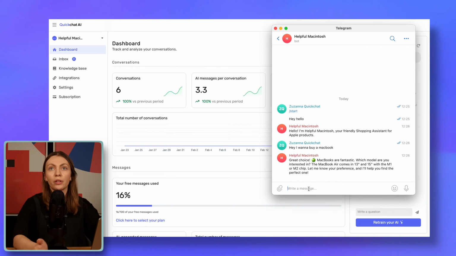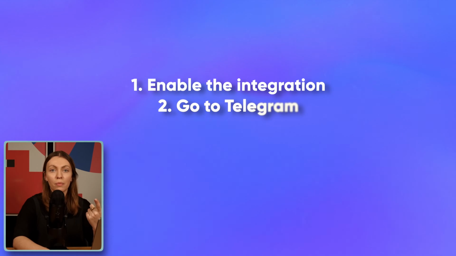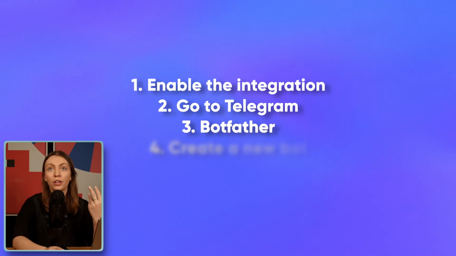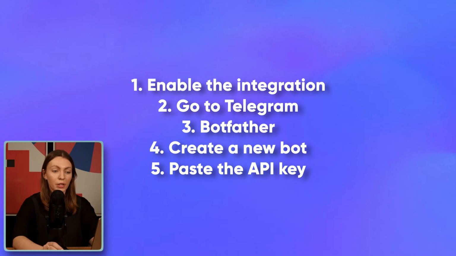So let's just very quickly recap. What you do is you enable the integration, you go to Telegram, it's assuming that you've already set up an account, you go to BotFather, you create a new bot, then you paste the API key that BotFather generated into the QuickChat AI app, and you can begin the conversation. And that's it. Now you can go to the QuickChat AI app, navigate to integrations, integrate to Telegram, and test it out yourself.